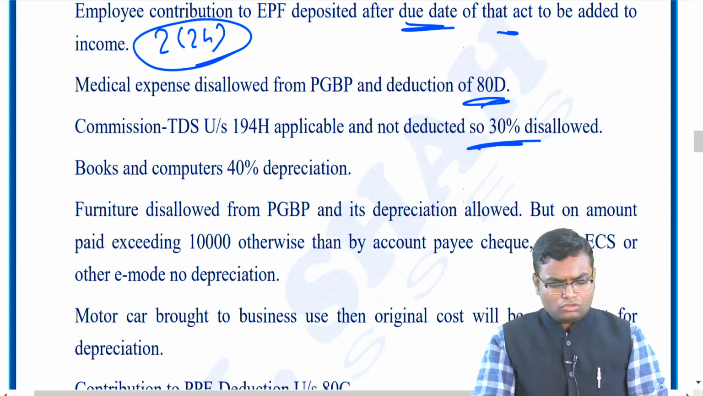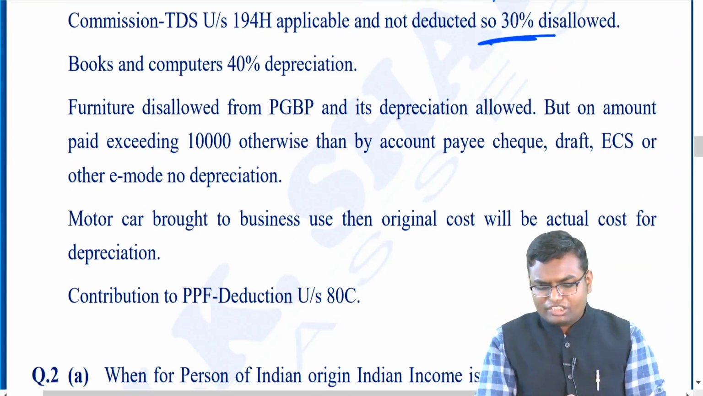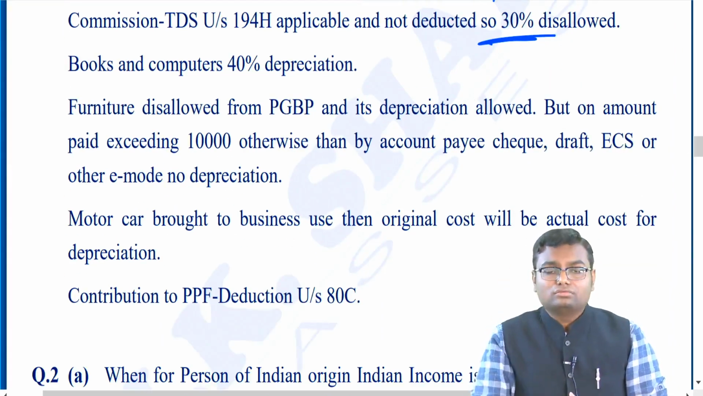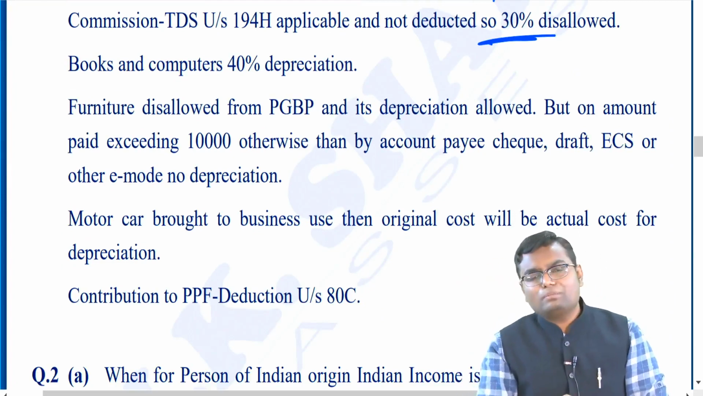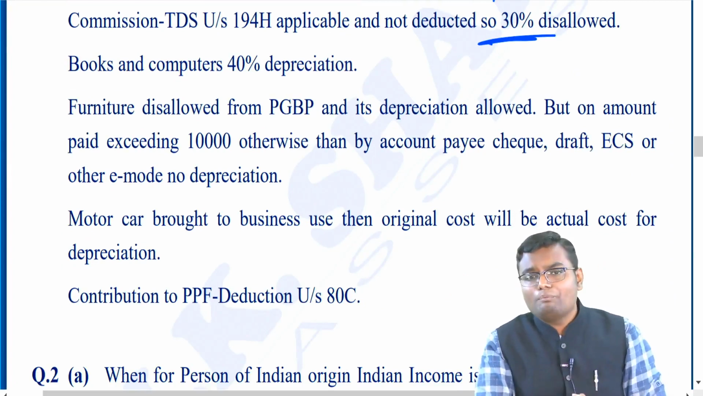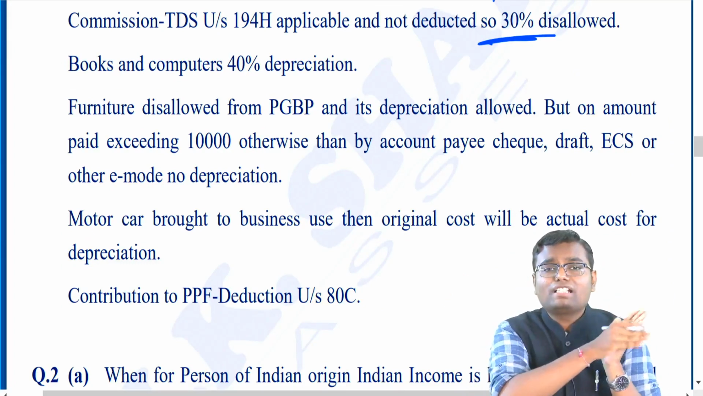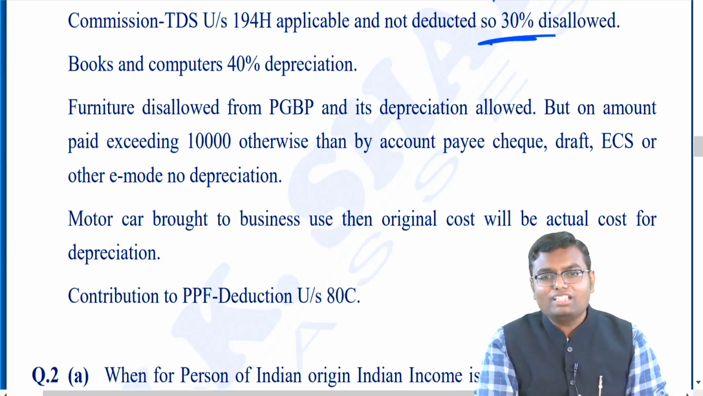Then on books and computers, 40% depreciation is there. Furniture, which is debited to P&L. Furniture is a capital asset. How can you debit it to the P&L? It will be disallowed from PGBP. But can I say for this furniture, you will get the deduction of depreciation.